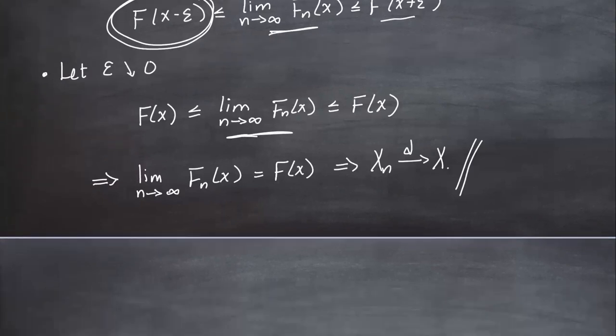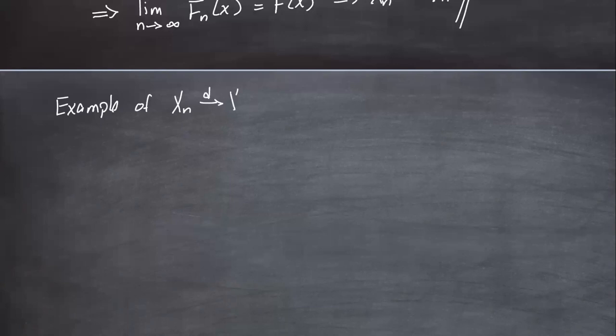I did promise you a counterexample. So here is an example of Xn converging in distribution to X, but Xn not converging in probability to X.